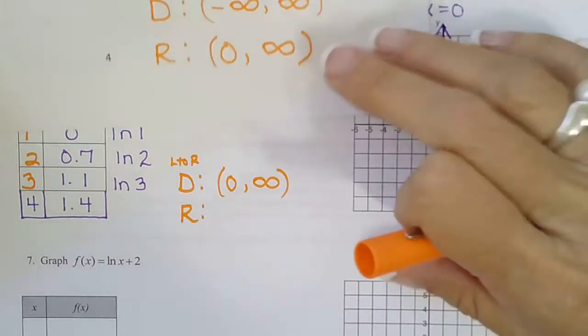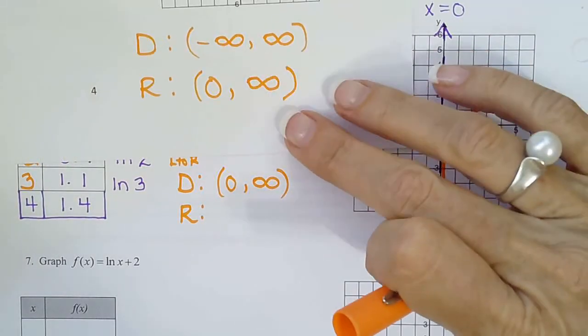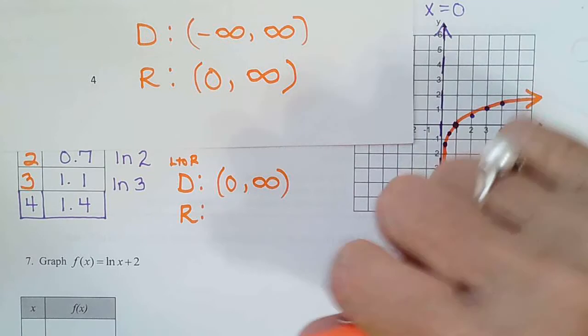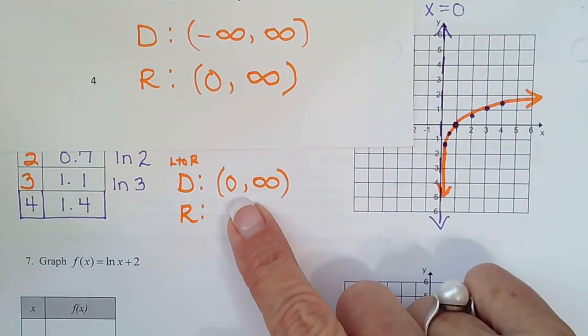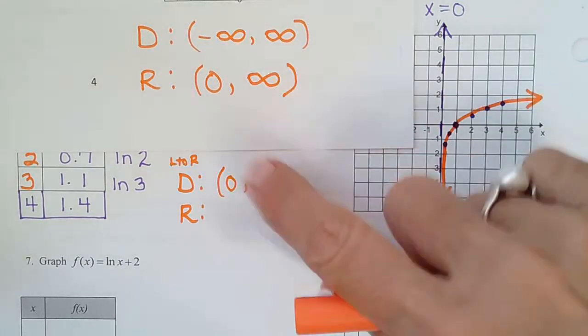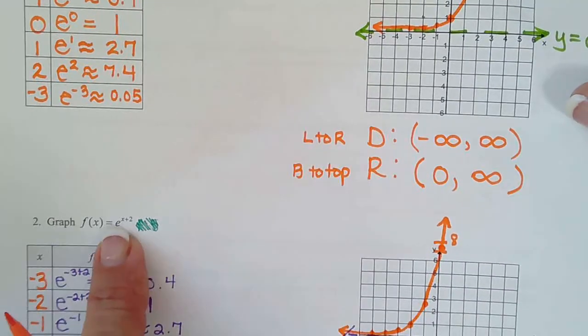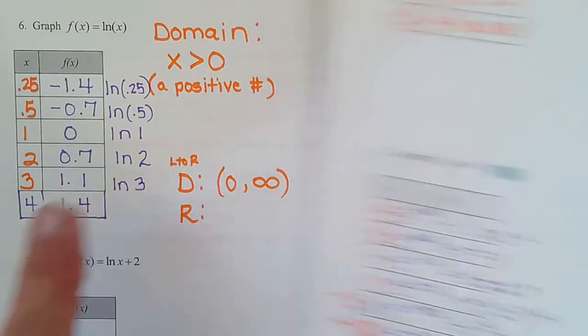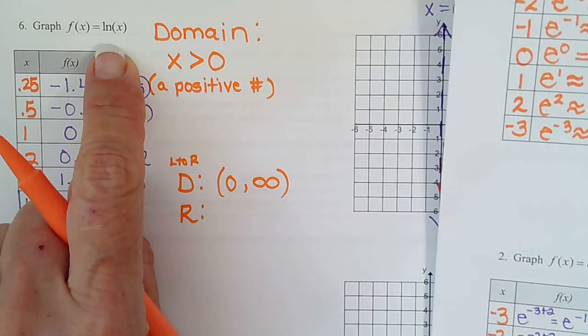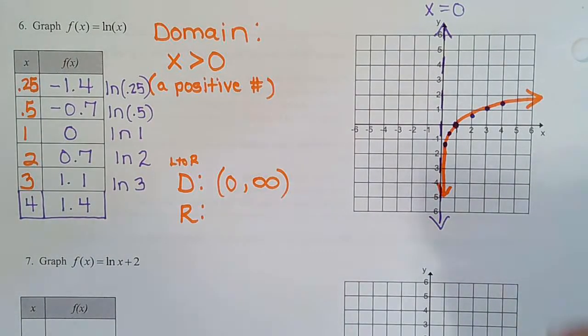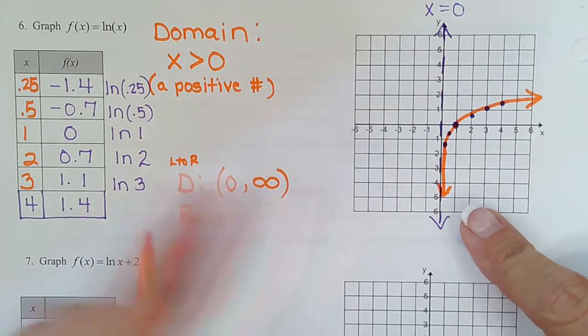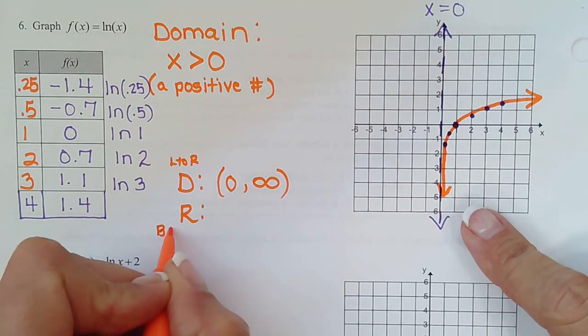And remember how I said it's going to be the opposite of this one? So look at the one we just did on page 4. The range was 0 to infinity. On this one, the domain is 0 to infinity. It's because they're inverses. This was an exponential function. This one is a log function. So their domain and range get flipped around. And the range, remember, is bottom to top.